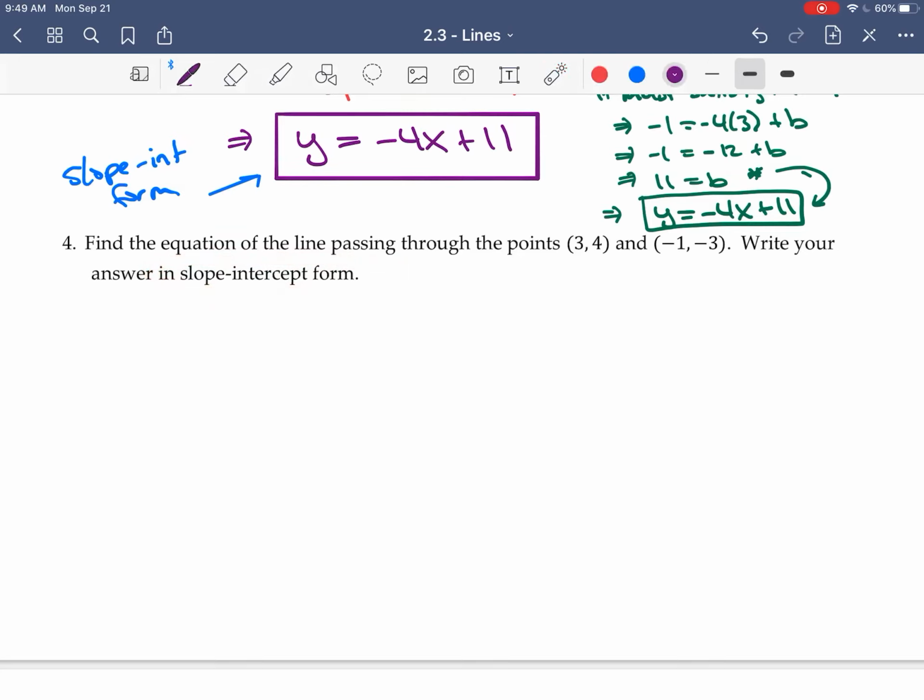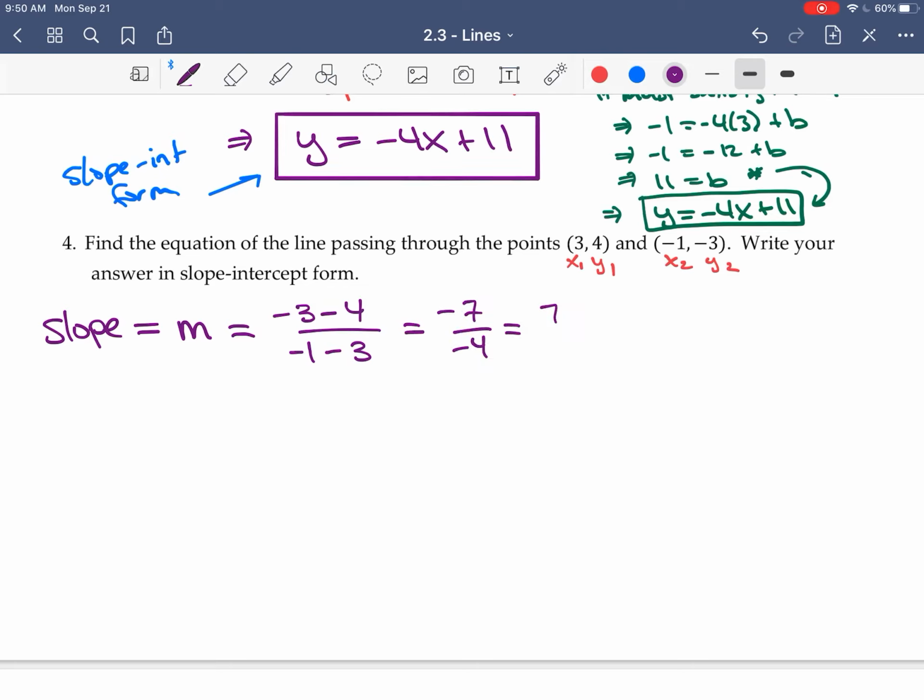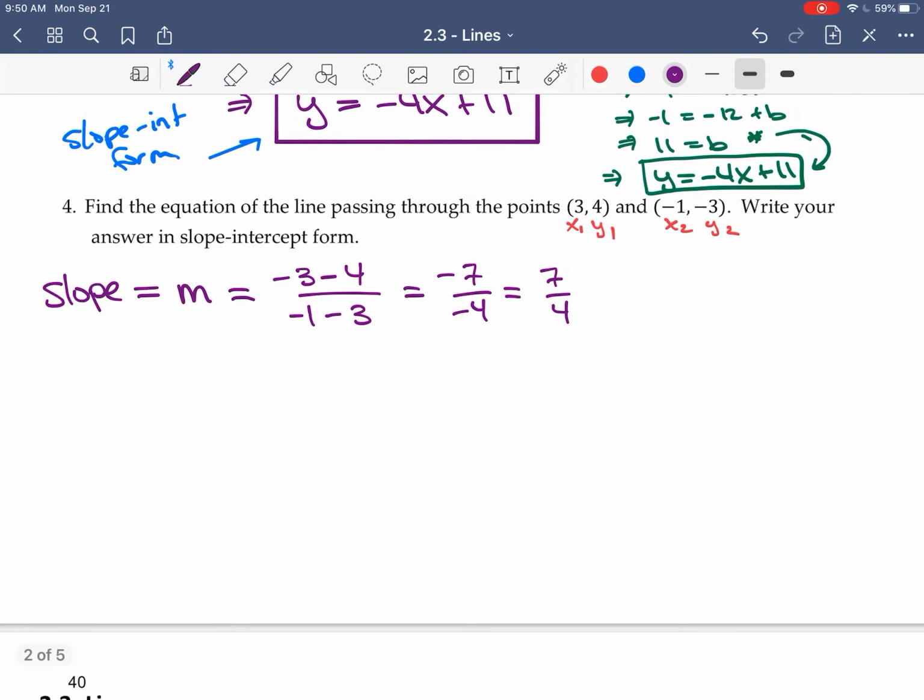So the first thing we want to do is determine the slope. The slope of this line, which is our m, is going to be y2 minus y1 over x2 minus x1. Maybe let's just label x1, y1, x2, y2 for our points. So it's -3 minus 4 divided by -1 minus 3. That's -7 over -4, which is +7 over 4. So that's our slope. Now we can use either point.